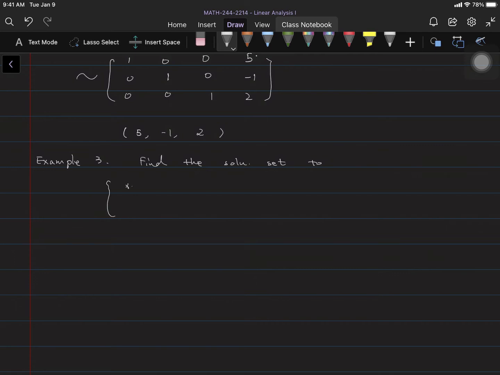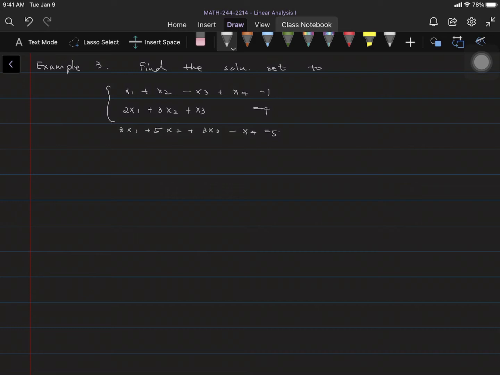x1. You can see how many unknowns we have here. For this linear system, we have 4 unknowns, right? So what's the first step? Write down the augmented matrix.